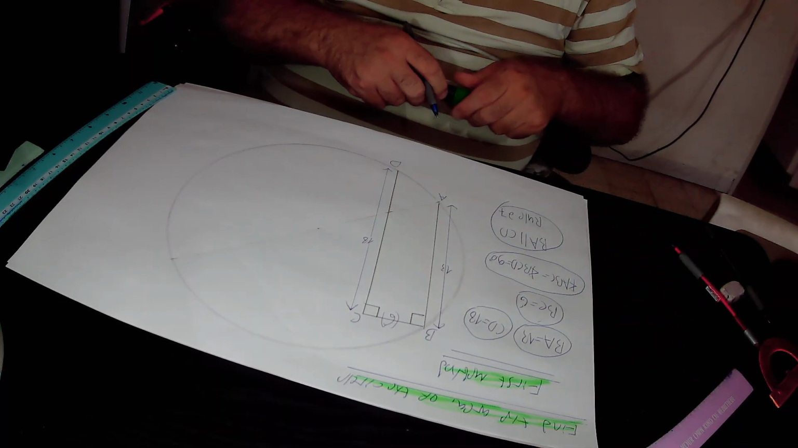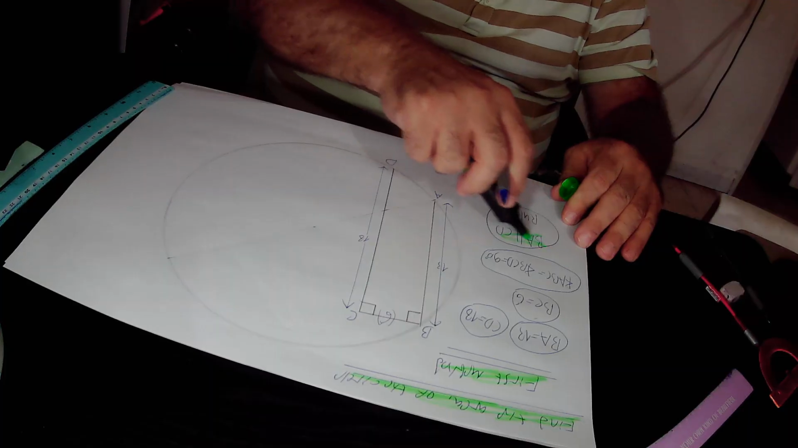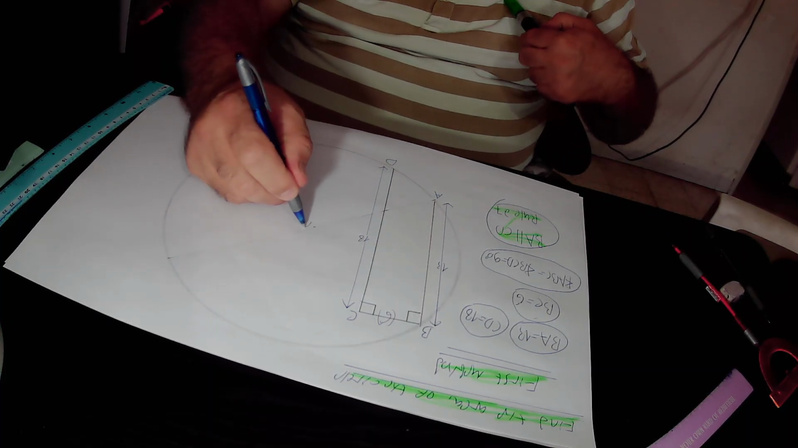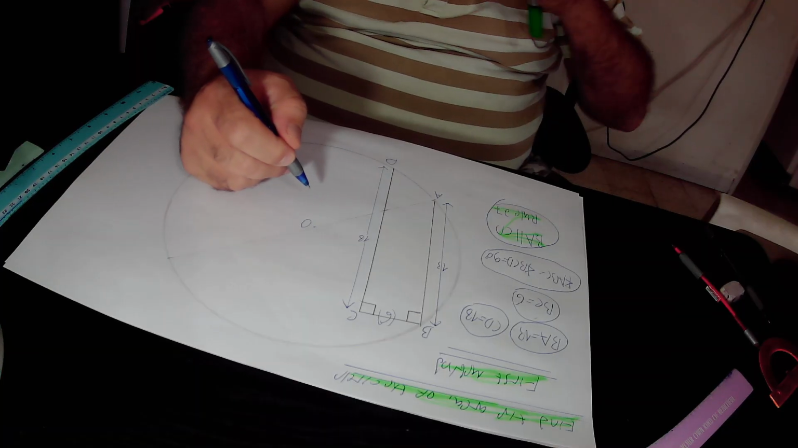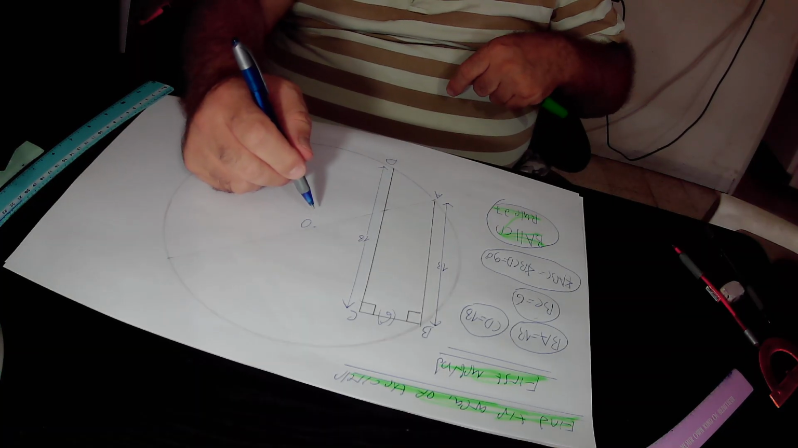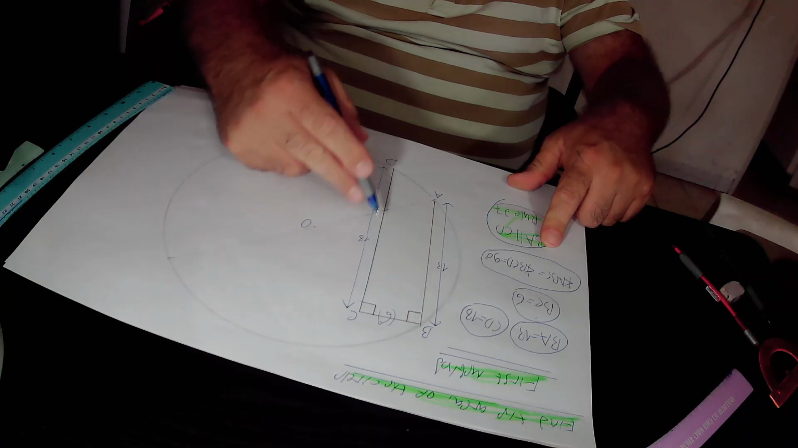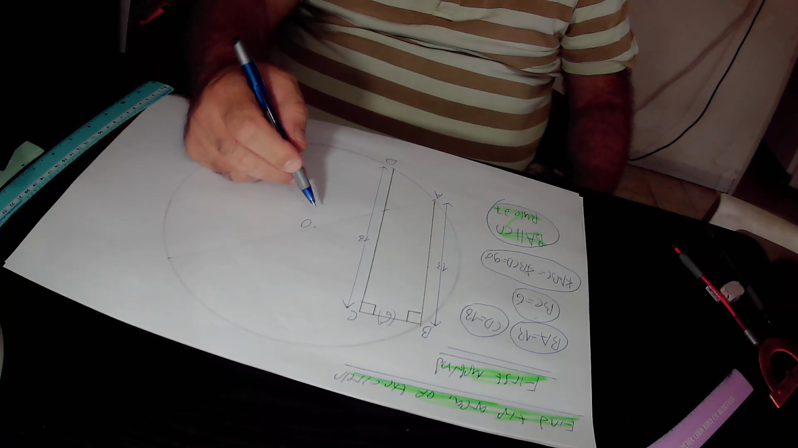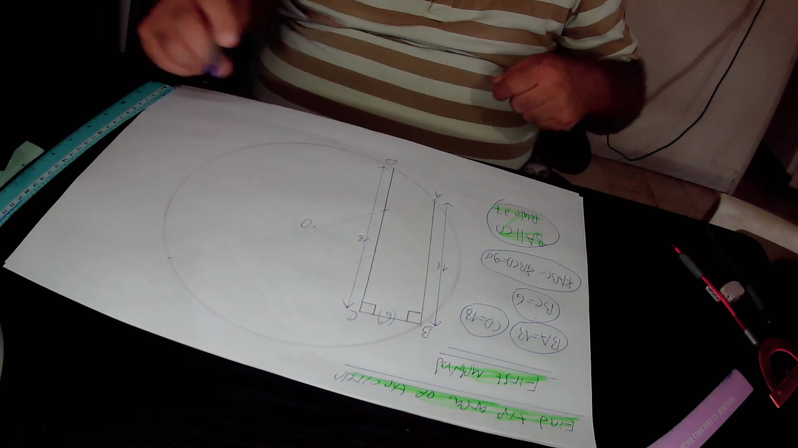So in the next step, we will define the center of this circle. This point is point O, and from point O, that is the center of this circle, we will draw a perpendicular on chord CD.